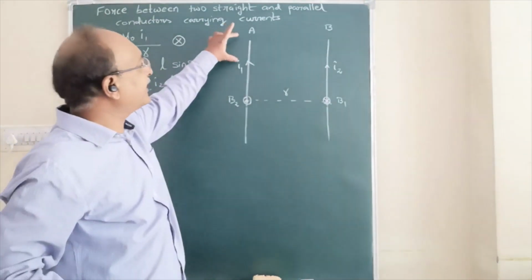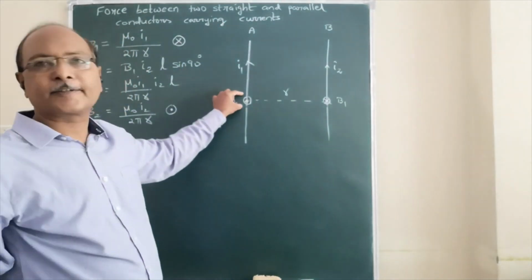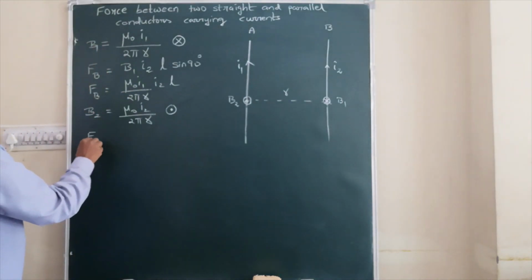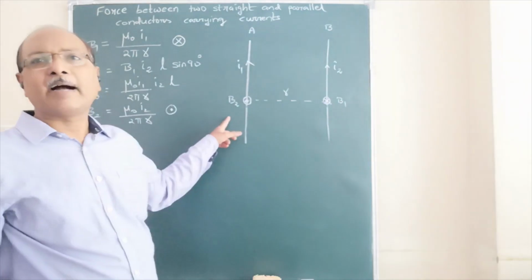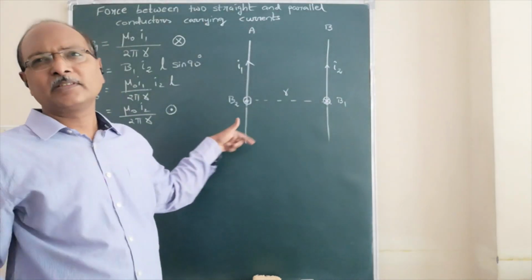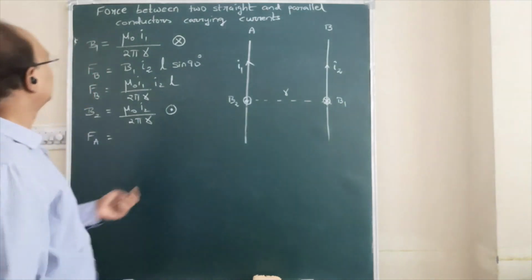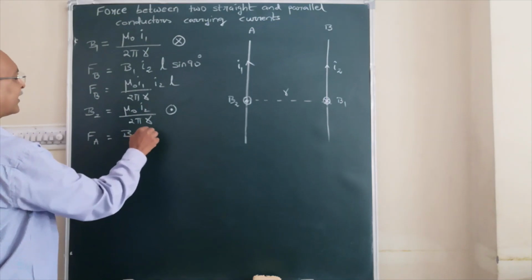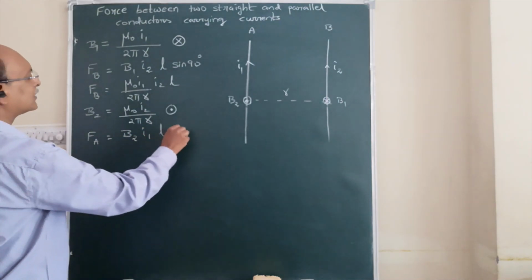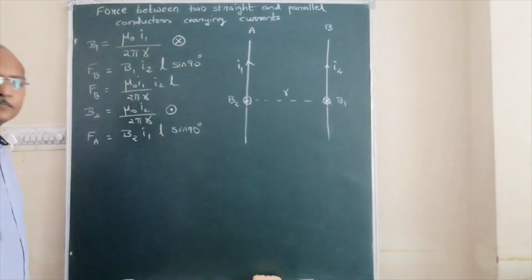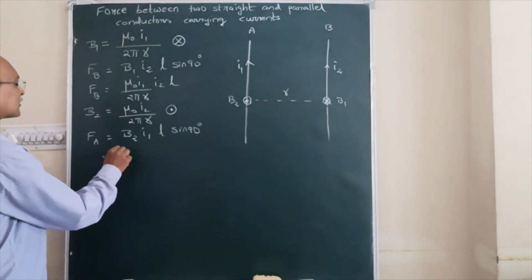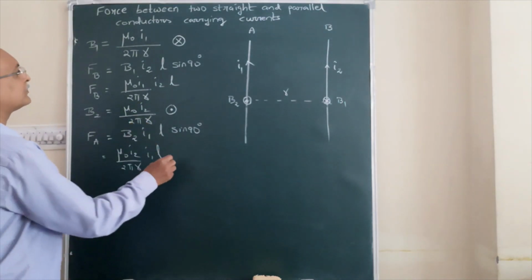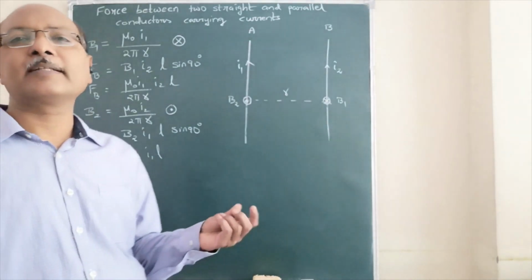Now the conductor A is in this magnetic field. So the force acting on the conductor A will be FA is equal to. Here also the magnetic field and the conductor are perpendicular to each other. So you can use this formula B2 I1 into L sin 90. So that means mu naught I2 by 2 pi R, I1 into L. So that is the force acting on A.